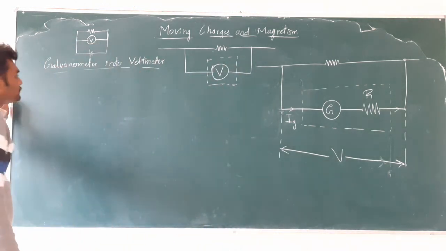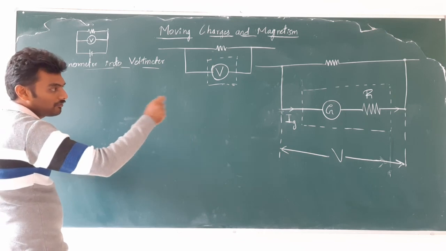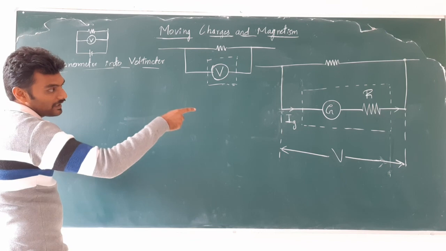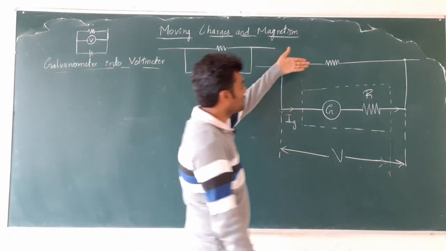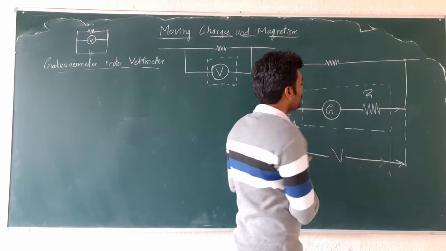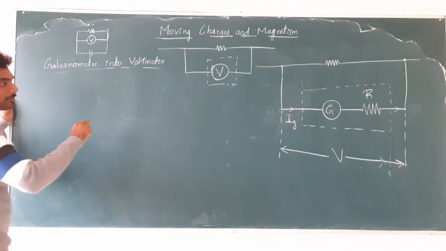So now, how do we convert? Basically, you should make out: write it. A galvanometer is converted into a voltmeter by connecting a high resistance in series with the galvanometer. Normally this part of the circuit will not be considered. It's only this part of the circuit which will be considered for the interpretation. And now we will see the math part of it.